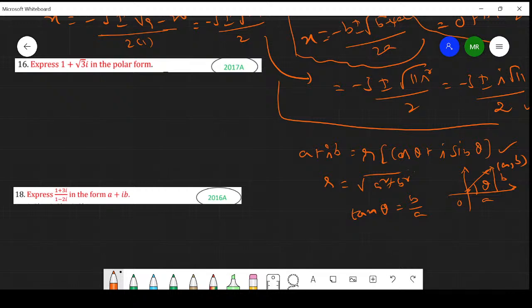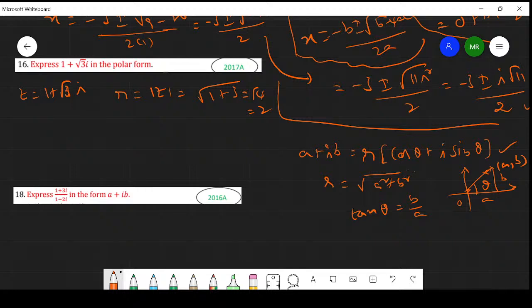But here, the given complex number is z equals 1 plus root 3i in the polar form. First find the r value. r is equal to mod z, which is the root of 1 plus root 3 whole square. The formula is r equals root of a square plus b square, where b square is root 3 whole square. So root of 1 plus 3, root 4, which is 2. The r value is 2.